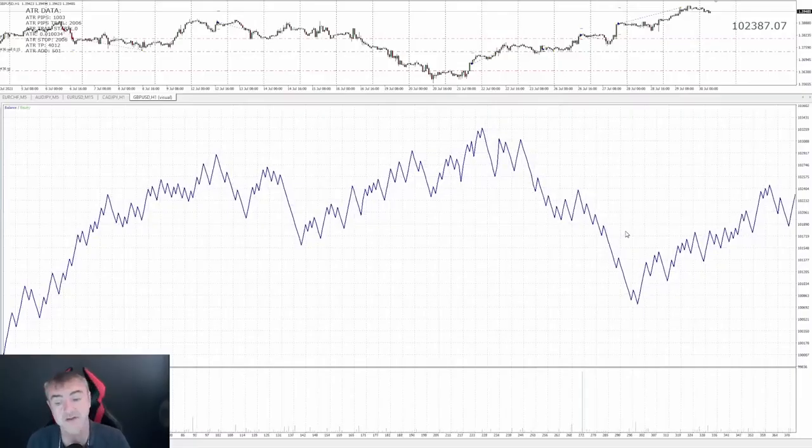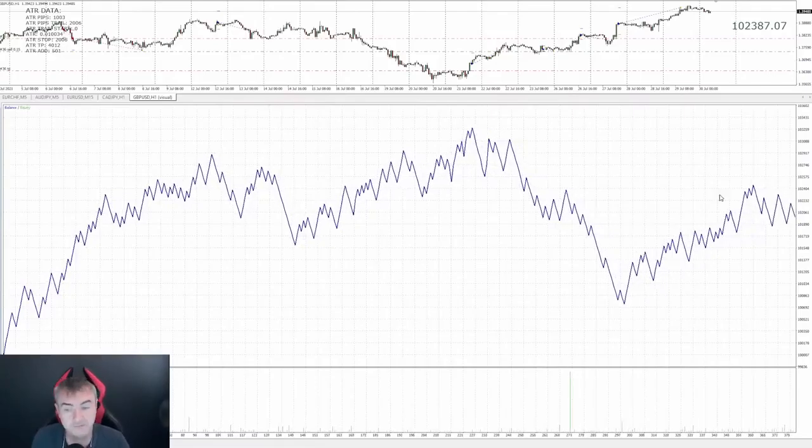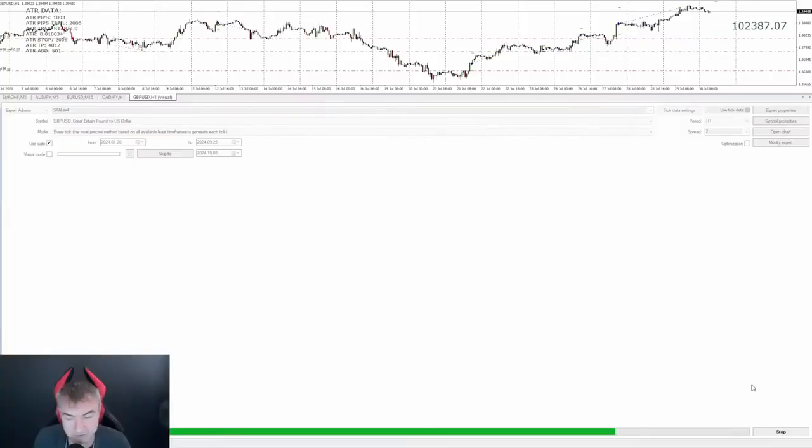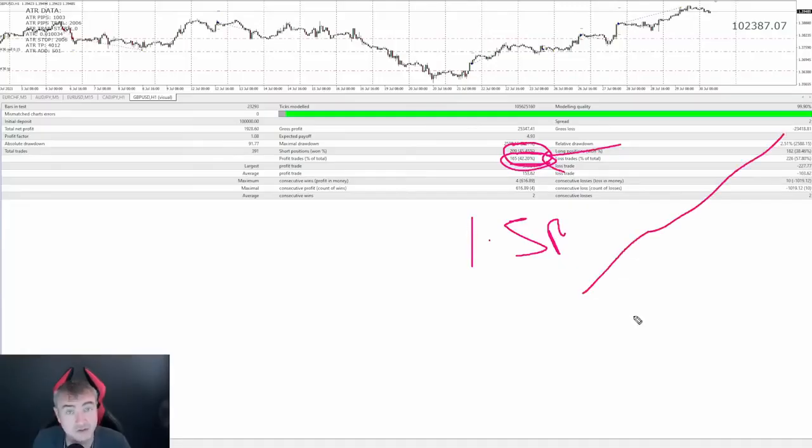Again, I'm just testing one time frame. But it's definitely got a profitable edge. Let me just stop this and show you the edge. So the strike rate is 42.2%. The reward is 1.5R. So that strike rate is enough to support an edge.